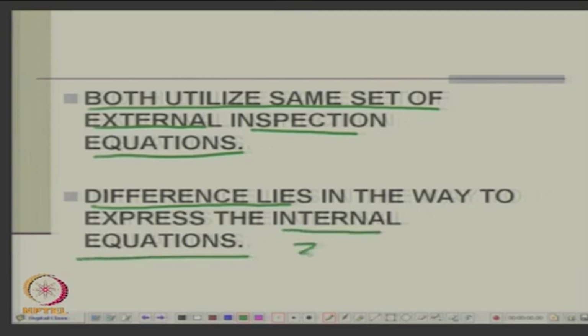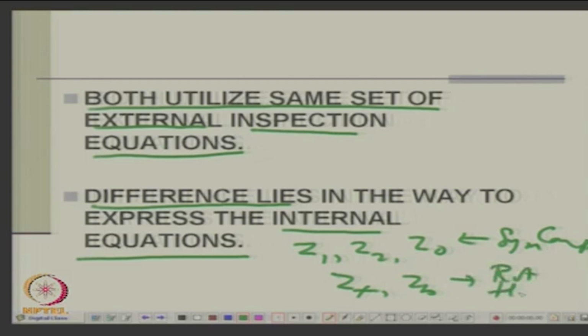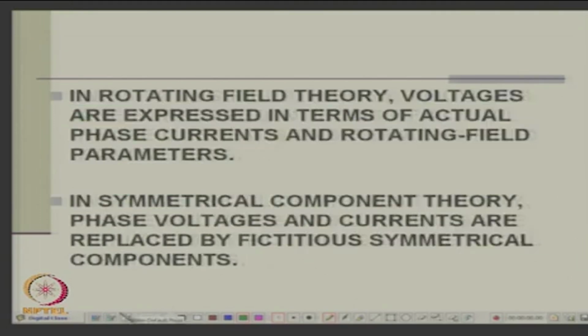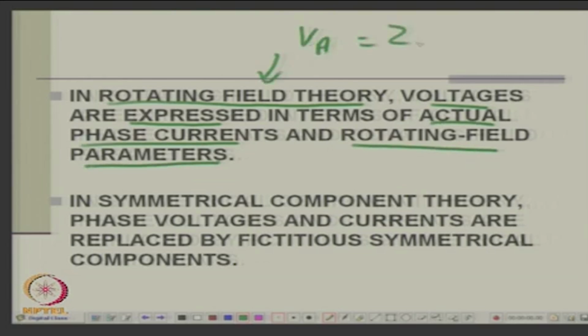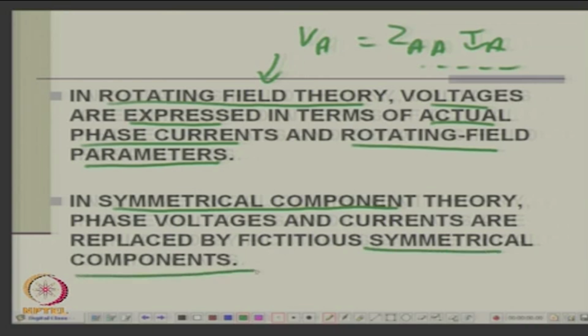Internal equations, in symmetrical component theory you have Z1, Z2, Z0, and here you use ZF, ZB in the rotating field. Though they are interrelated, the parameters that you use are impedances associated with the respective field. Okay. Then in rotating field theory, voltages and currents are expressed in actual phase currents and rotating parameters. Here you say VA will be equal to ZAA into IA, etc., is not it, right. So, actual currents and voltages are used, but with the impedance. Here in the symmetrical component theory, you use transformed voltages replaced by symmetrical components. Here you are using V1, I1, V2, I2, V0, I0, is not it. You do not use the actual voltage and current, that is the difference. Okay.